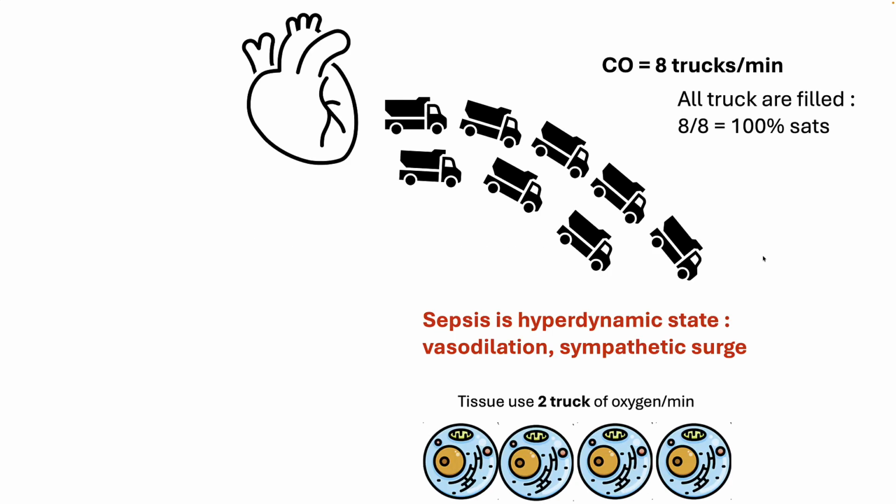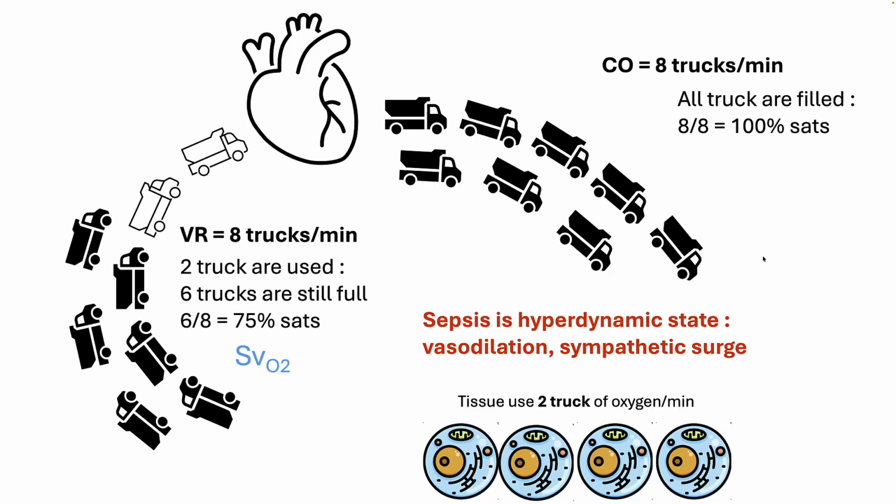Now let's look at septic shock. Sepsis is a hyperdynamic state with vasodilation and a huge sympathetic surge. So your cardiac output is high. So let's say your cardiac output is 8 trucks per minute and all of your trucks are filled. So your DO₂ is 8 truckloads of oxygen. Your tissue still uses 2 trucks of oxygen. Only 2 out of 8 are used. That means 75% return with full oxygen. So your SvO₂ here is 75%.